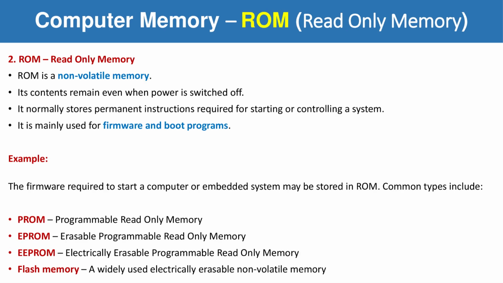ROM, or read-only memory, is a non-volatile memory. Its contents remain even when the power is switched off. ROM is mainly used to store permanent instructions such as firmware and boot programs. Common types include PROM, EPROM, EEPROM, and flash memory.